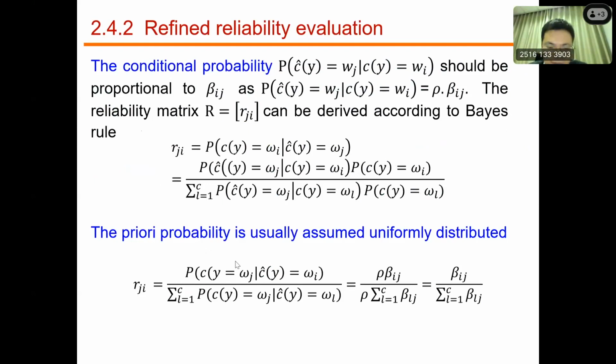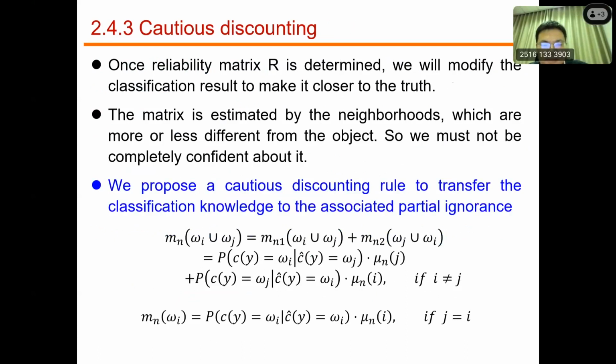By doing this, we can calculate the reliability matrix for the object when its true label is omega I but it is classified to omega j. If we get this reliability matrix, we can do the correction of the classifier output, because we know its reliability matrix, and we can use this matrix to do some correction of the classifier output.